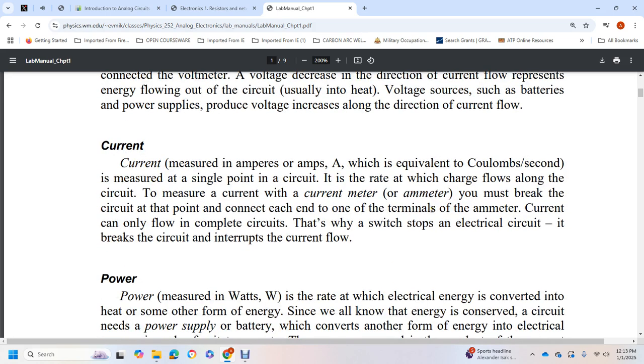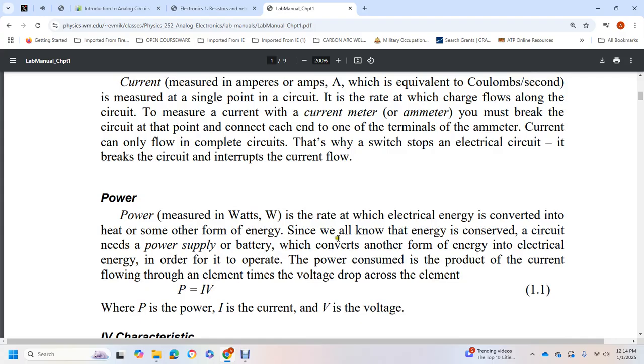Current is measured in amperes, or amps, or A, which is equivalent to coulombs per second. It is the rate of charge flow at a single point in the circuit. To measure it with a current meter, or ammeter, you must break the circuit at a point and connect the ammeter to the two ends. Current can only flow in a complete circuit. If a switch opens, it breaks the circuit and interrupts the current flow.